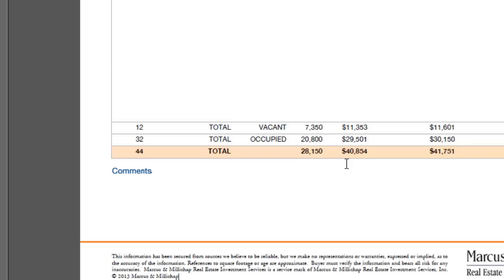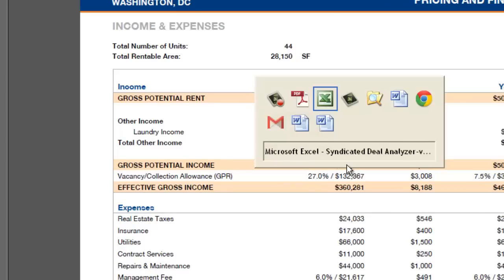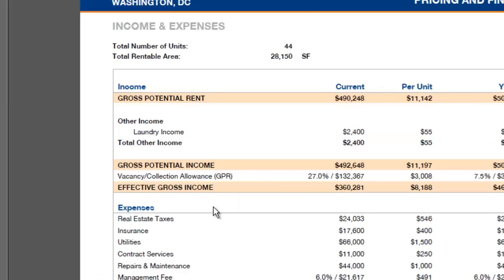A lot of times you question the income and the expenses. The income here is probably most reliable, so we're going to replicate that in the deal analyzer here. We're going to have 27.5 vacancy, other income. Okay, now for the expenses, let's look at the expense side.